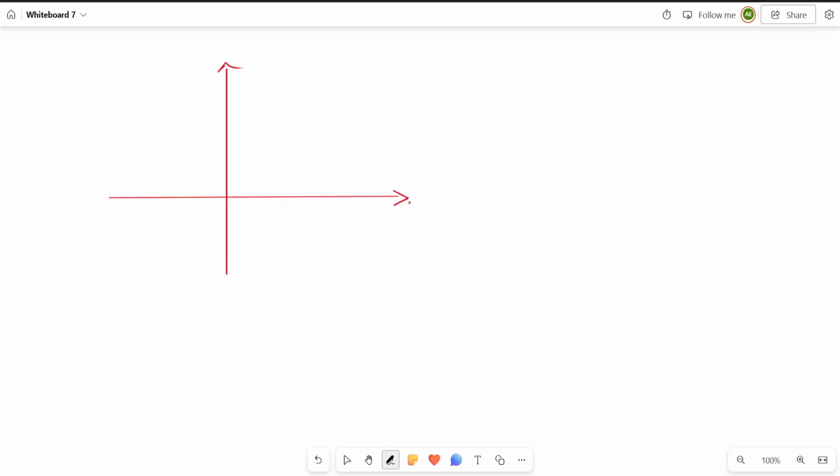Integration was basically a tool to find the area under a graph. Let's say this is y, this is x. We have a graph of y equals x squared, so something like this. Let's say I want to find the area under the graph. First of all, what's the area under the graph? Area under the graph means the area from the curve to the x-axis.